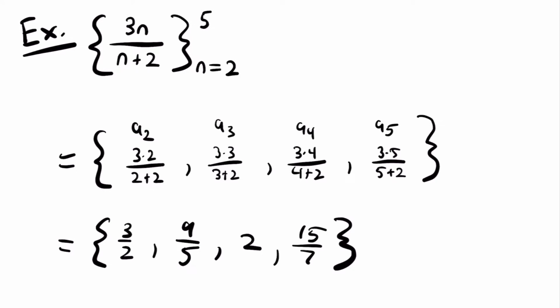It's not very common, but it can be useful to know if you're given a sequence that starts at a different value of n and ends at a different value of n as well. But if you don't see this notation, you could always assume that a sequence starts at n equals 1 and it will go on forever towards infinity. You will have an infinite number of terms.